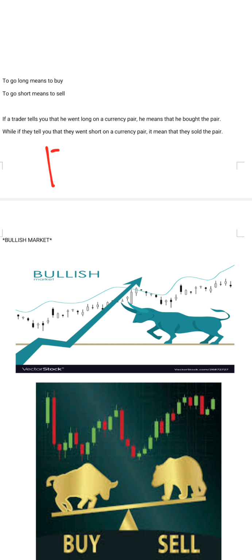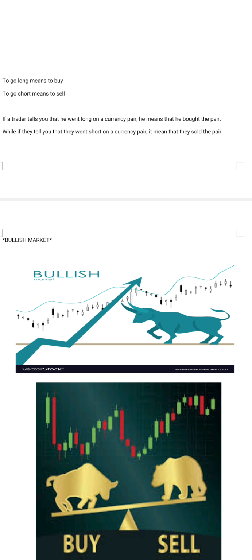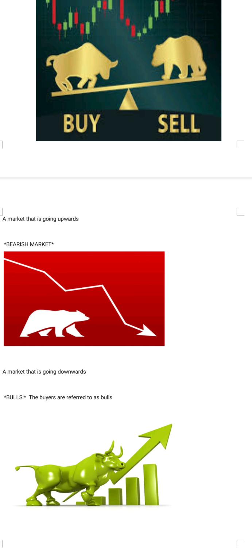But when we say it is a bearish market, it means that the market is going down. Bearish market just means that the price of a coin or a commodity is going down. Bearish just means that the price is dropping. You understand? A bullish market represents price is going up, price is going high. A bearish market represents price is going down. That's just what it means.